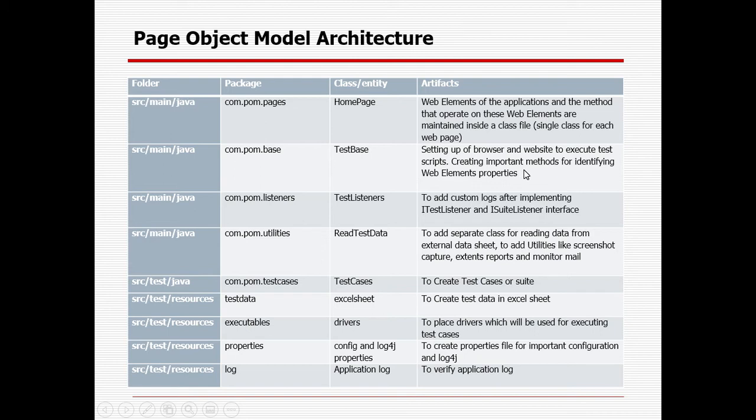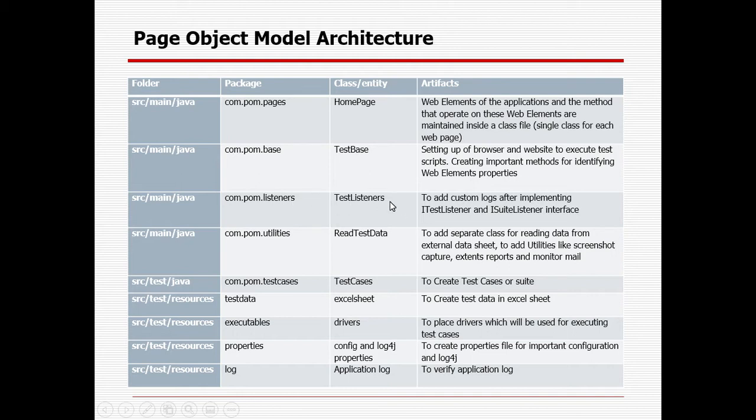It will also have the important methods for identifying web element properties. Just like I want to identify properties through ID or class name or maybe name, XPath, CSS. So we'll keep that particular attribute, CSS or XPath, in that particular homepage class. We will write the method, or write which attribute it will try to select that element.